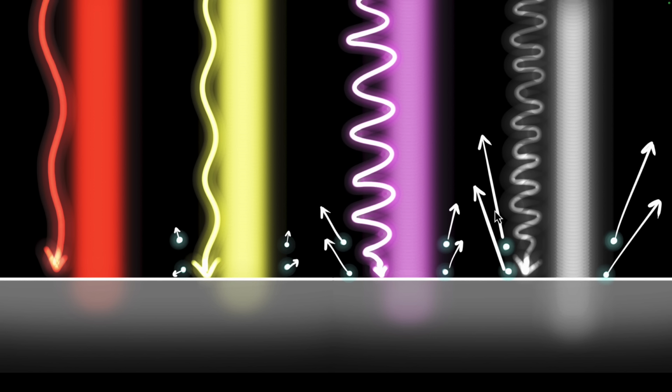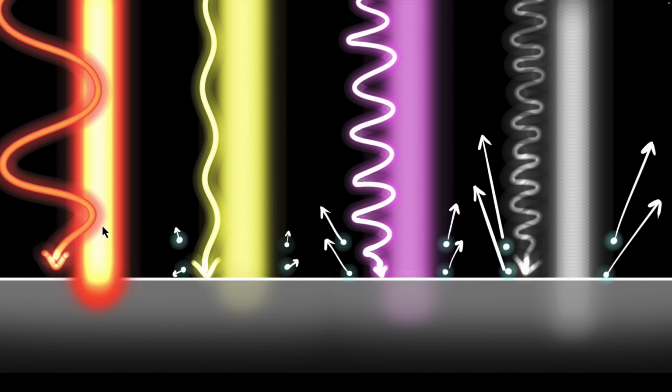Lenard found that the high frequency light actually made the electrons come out with more kinetic energy, and lower frequency light made them come out with lesser kinetic energy. And if light's frequency was too low, then electrons didn't come out at all, no matter how bright you made the light.